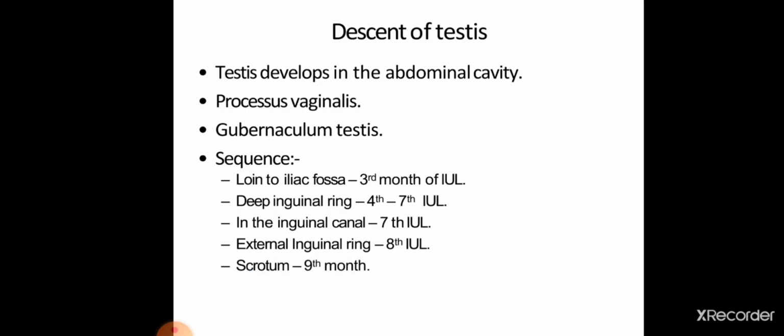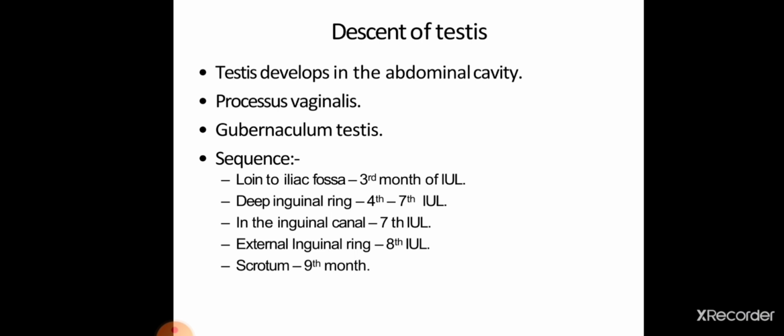Then we come to the descent of testis. The testis develops in the abdominal cavity. Then with the help of the processus vaginalis, it descends into the scrotum. The sequence of the descent includes: it lies in the loin and comes to the iliac fossa at the 3rd month of intrauterine life.